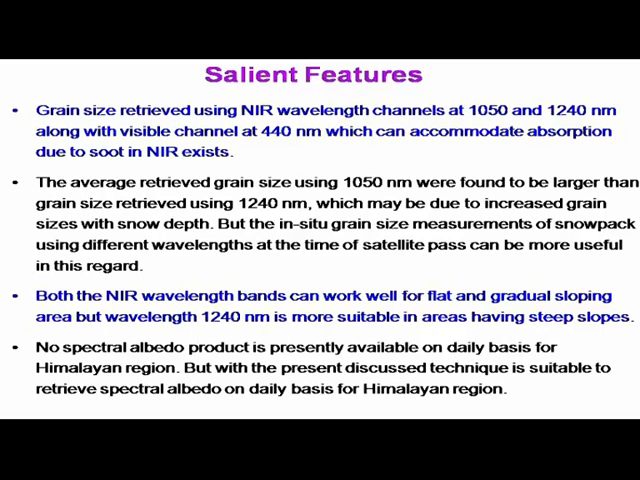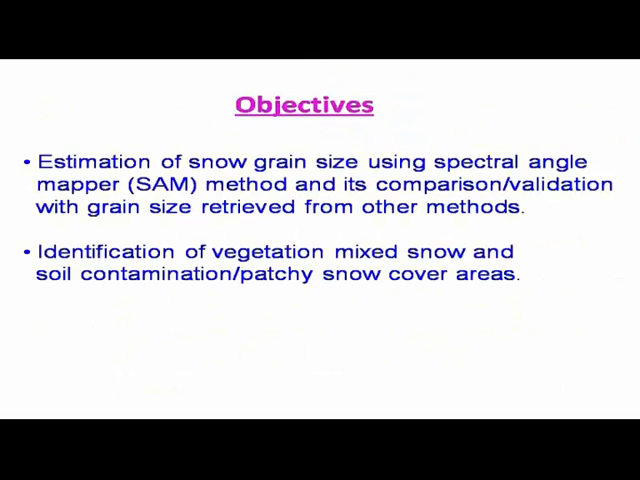No spectral albedo product is presently available on a daily basis for Himalayan snow, but with this present technique you can retrieve daily spectral albedo products. The other application I'll be talking about is grain size using a hyperspectral mapping method, that is SAM, Spectral Angle Mapper, and the other is the identification of vegetation mix or soil mix or patchy snow cover areas.